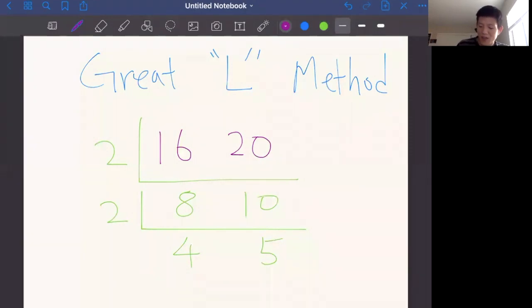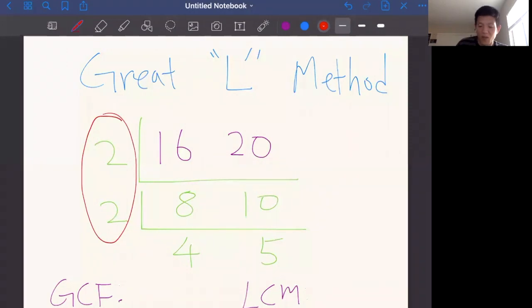Okay, now let me share something cool here. Okay, I'm gonna write GCF and LCM. Okay, and these in different colors. Let's go with red for greatest common factor. You see the numbers that are on the left side, you multiply them. 2 times 2. What's 2 times 2? 4, right? So the number that you get when you multiply all the numbers on the left side is your GCF, greatest common factor of the two original numbers, 16 and 20, right? So 4 is the GCF, greatest common factor of 16 and 20.